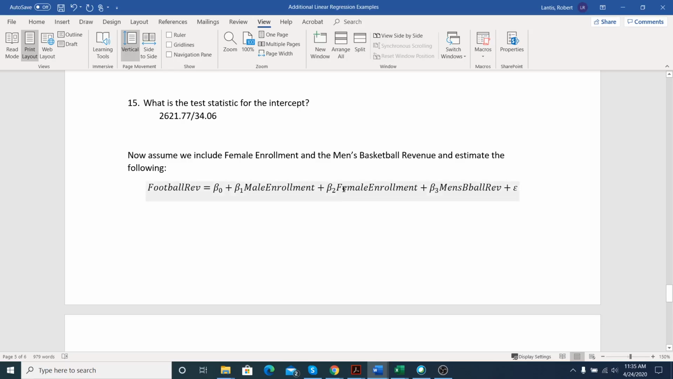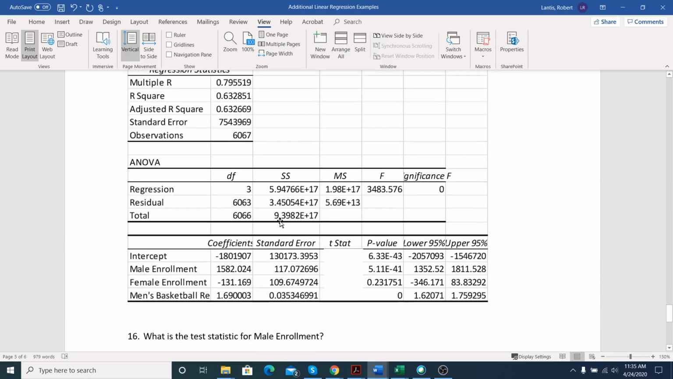So we've got male and female enrollment here. So if beta 1 is greater than beta 2, what that's saying is that an additional male student would increase football revenues more than an additional female student. Okay. So we go down here, look at this, sure enough, we actually have a negative sign on female enrollment, which seems kind of odd. Male enrollment is still pretty strong and positive.